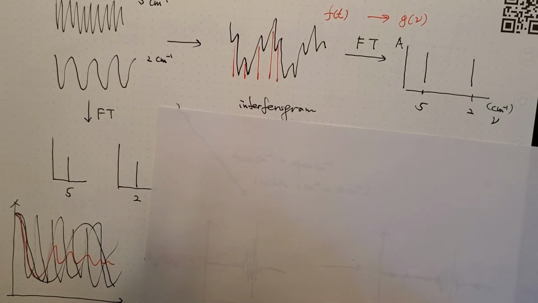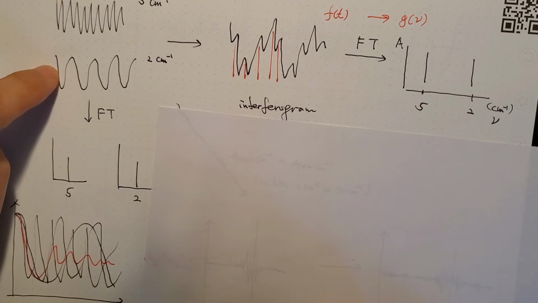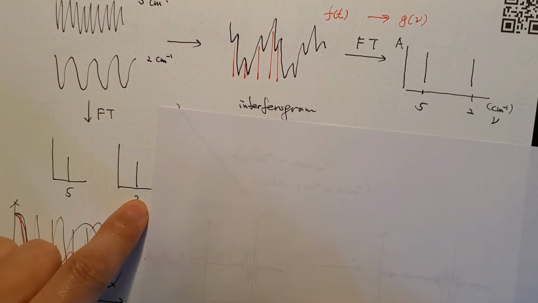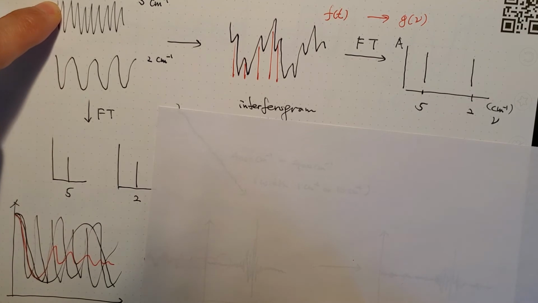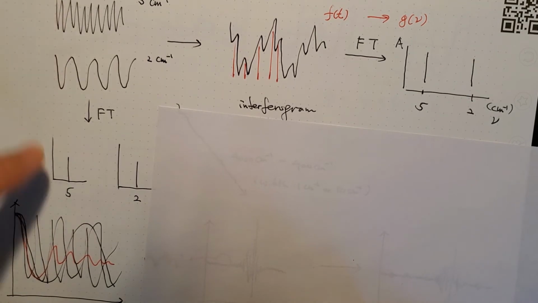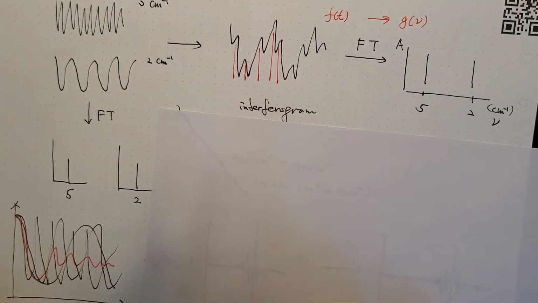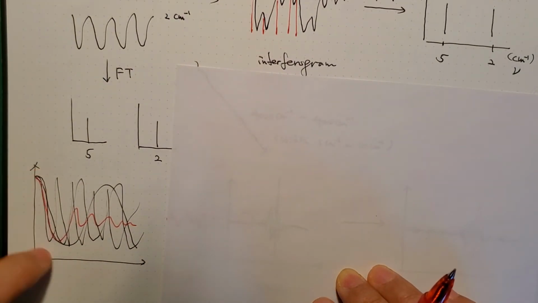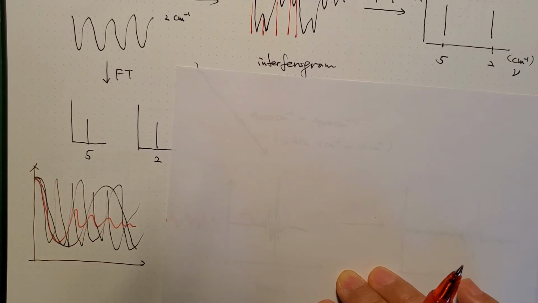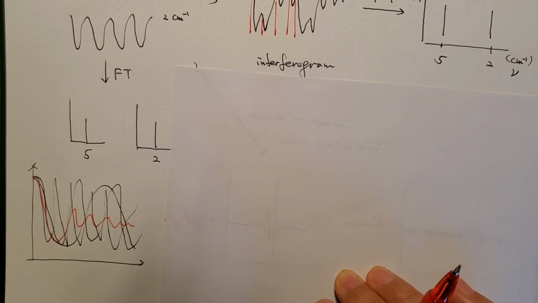If you Fourier transform only this, obviously you get 1 signal. And in the same manner, if you only Fourier transform this, you get 1 frequency. Mix them up and you get 2. And if you mix a lot of different wavelength lights, then the red is the interferogram. Okay, that's when you have some.